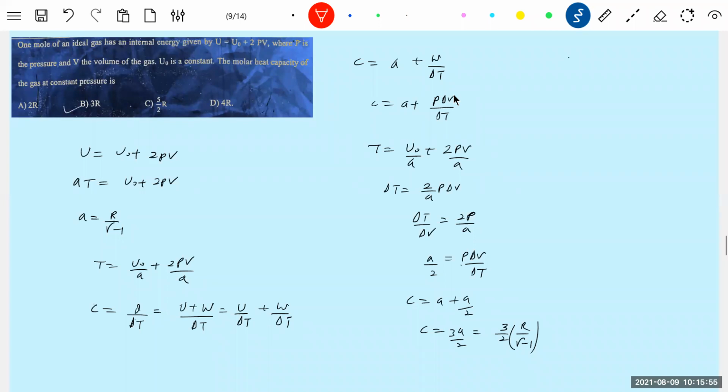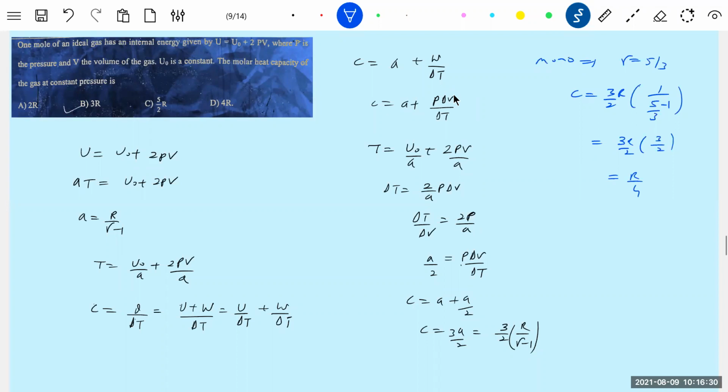One mole only given, no? If it's a monoatomic gas, we'll see what we get. For a monoatomic gas, gamma will be 5 by 3. So C is equal to 3 by 2 R, 1 by 5 by 3 minus 1. 3R by 2, 3 by 2, R by 4. So 9R by 4.